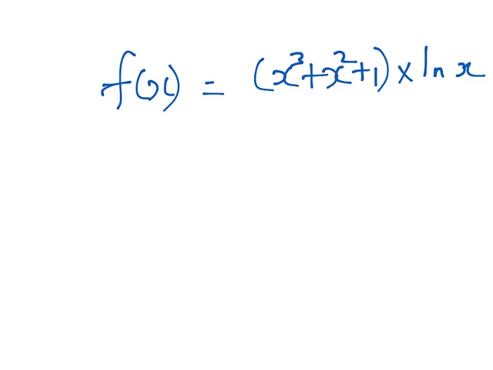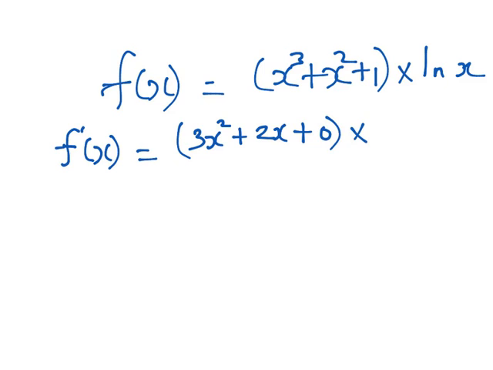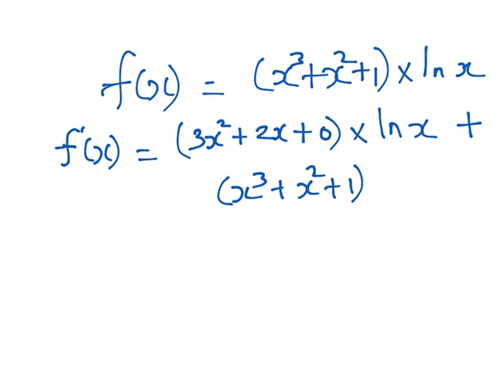Okay, let me use the product rule. So f dash of x equals, so I will differentiate the first function. So the derivative of x cube is 3x squared plus derivative of x squared is 2x, derivative of 1 is 0, multiplied with ln of x. So first term is over, plus the second term, I'll keep the first function as it is, that is x cube plus x squared plus 1 multiplied with, now I'll differentiate the second function. We all know that the derivative of ln x is 1 by x, 1 over x.